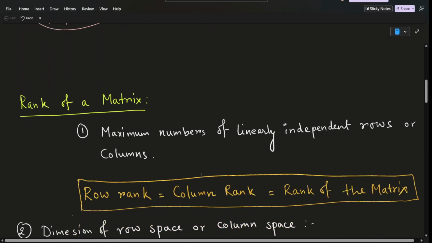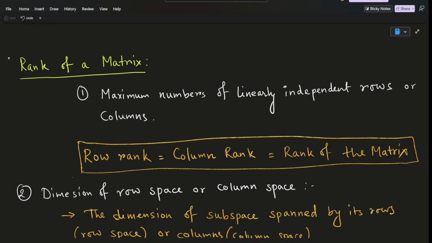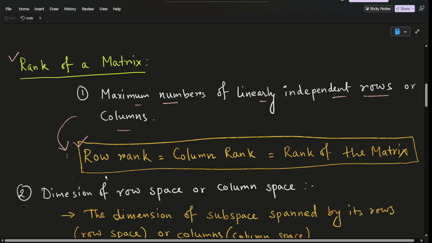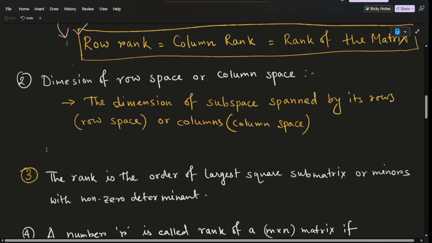Okay. So what is rank? Rank of a matrix. So first, very basically, we can say that the maximum number of linearly independent rows or columns of a matrix is called the rank of a matrix. So this is the tagline: row rank equal to column rank equal to rank of the matrix. I'll come to the example just after the definitions.